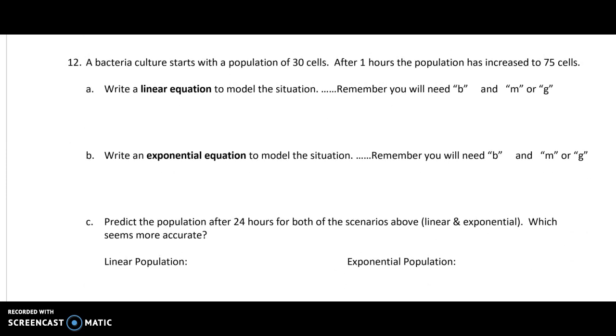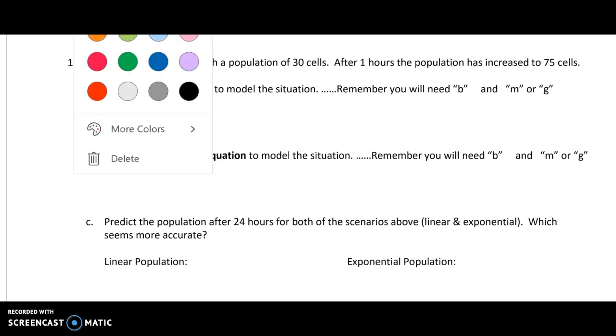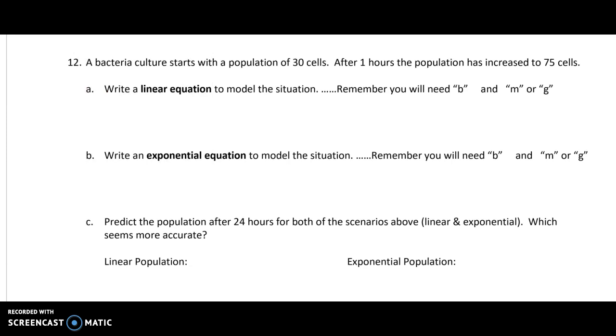So we have a situation where you have bacteria. It starts with a population of 30, and then after 1 hour, it increases to 75. So we're going to look at this in two situations. One, we're going to look at it in a linear situation, but then we're going to come back and look at it in an exponential equation.